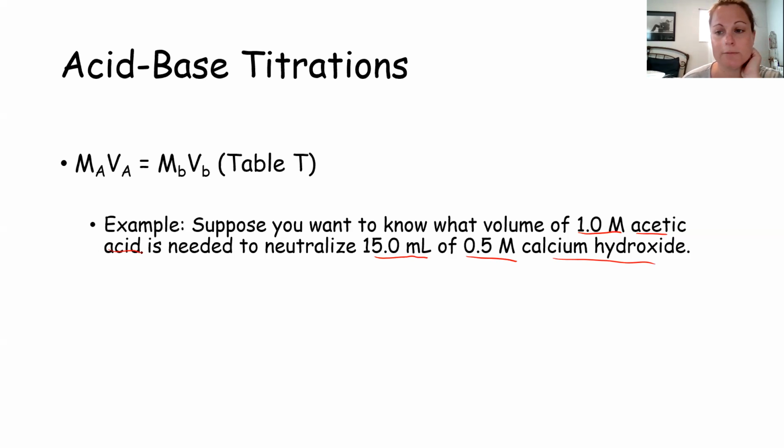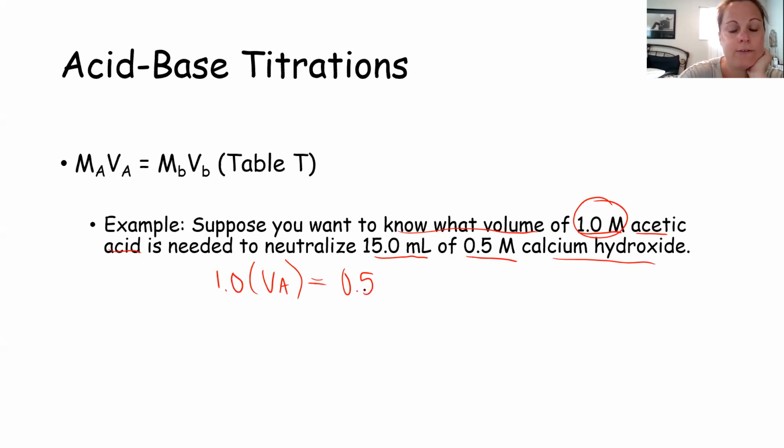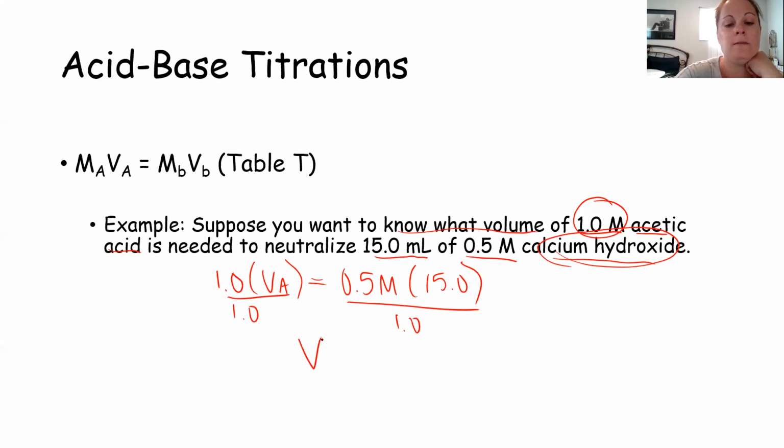So I just need to figure out my knowns and my unknowns. Molarity of acid is 1.0 molar. I want to know the volume of acid that I need to complete this titration or this neutralization. I know I have 0.5 molar base, calcium hydroxide, and the volume of base is 15 milliliters. Divide both sides by 1, and let me know what you get for your volume of acid. I got 7.5 milliliters.